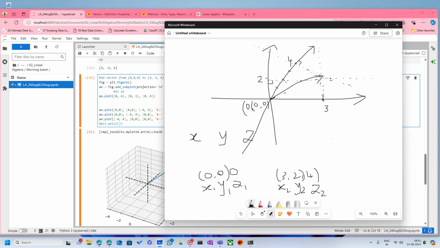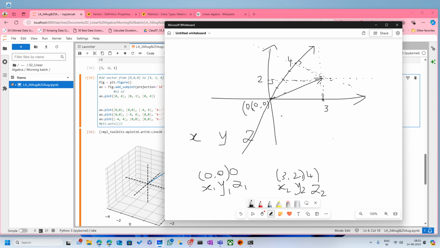You assume 2 is here, equivalent to this. Okay, you assume like this. Now it's proper. In this direction it is meeting the 4 value. In this direction it is meeting 3 value. In this direction it is meeting 2 value. Is this clear now?